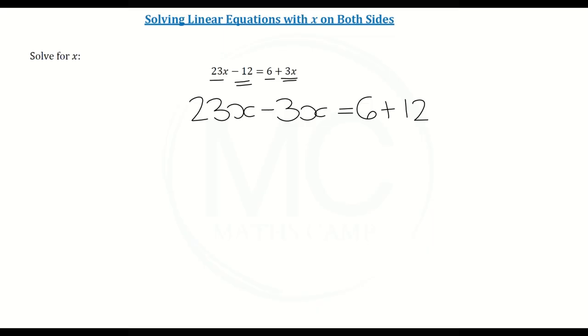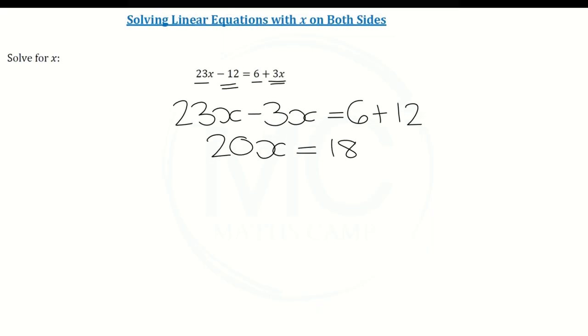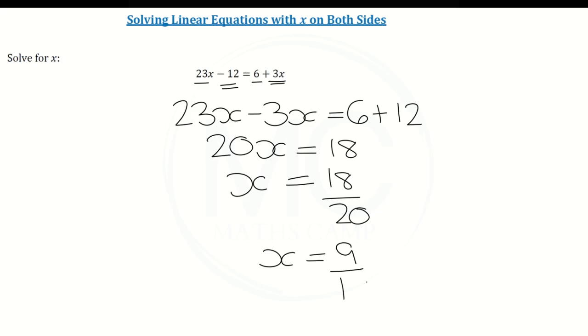23x minus 3x gives us 20x. And on the other side, 6 plus 12 is equal to 18. To get x by itself, we can divide both sides by 20. And on this side, we get x. And on this side, we get 18 over 20. But remember, we have to leave our fractions in their simplest form. 18 and 20 are both divisible by 2. And we see that x is equal to 9 over 10.